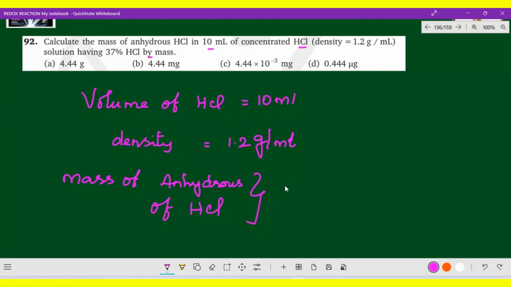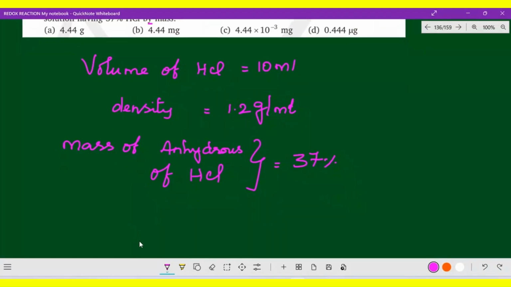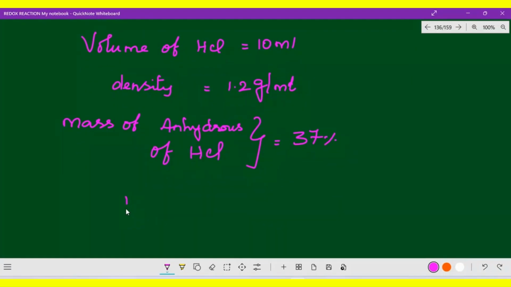That means there is no water, anhydrous means, right? So this is 37% by mass. So 37% by mass means we can make it, right? Now here the density they have given. So density equals mass by volume, right? Now density, how much they have given? It is 1.2 gram per ml, right?